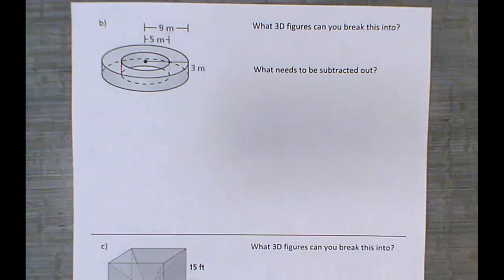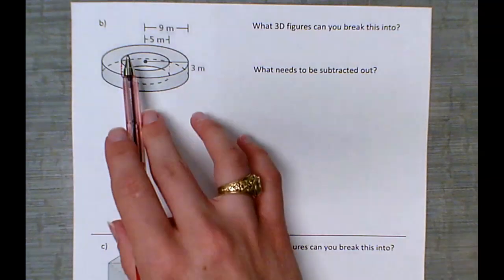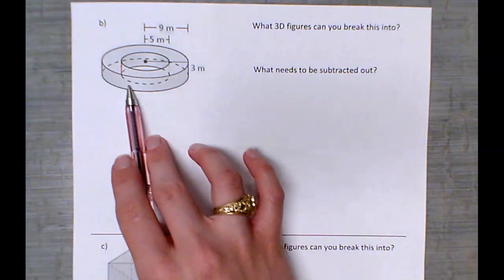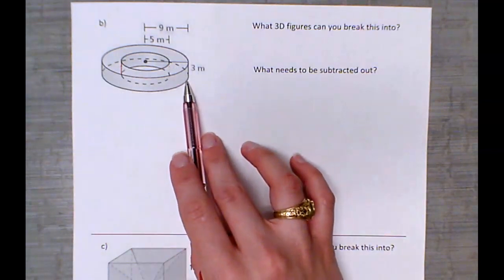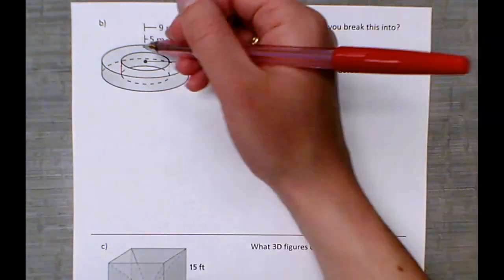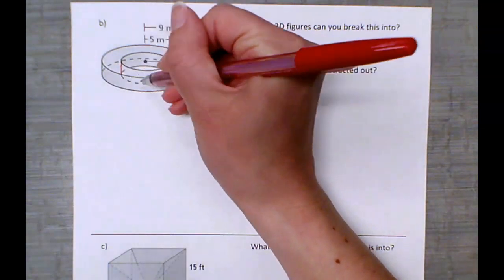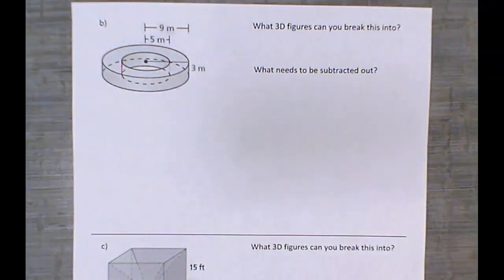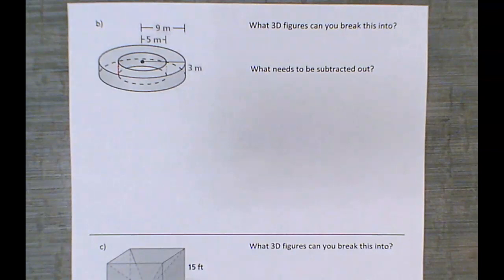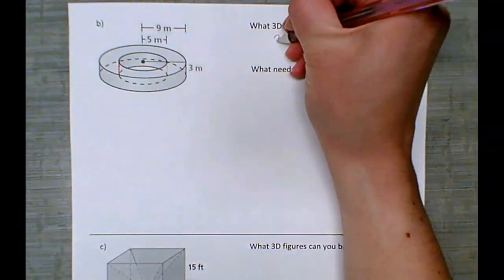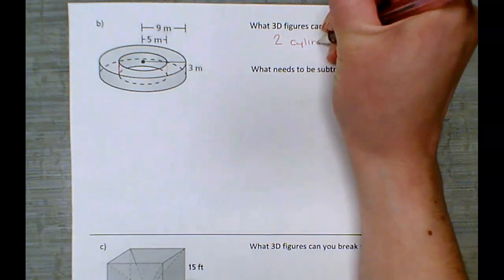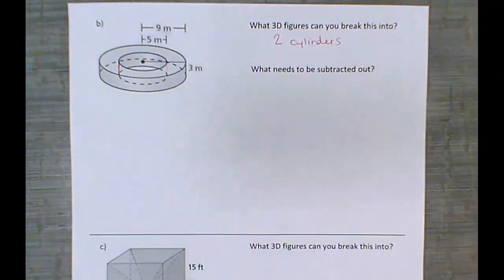So in this figure, this composite figure, what 3D figures can you break this into? Well, the large figure looks like a really big disc, like a flat cylinder. And then the inside, what's kind of been taken out volume-wise, is a smaller cylinder. So the 3D figures you can break this into would be 2 cylinders. A small one and a large one.